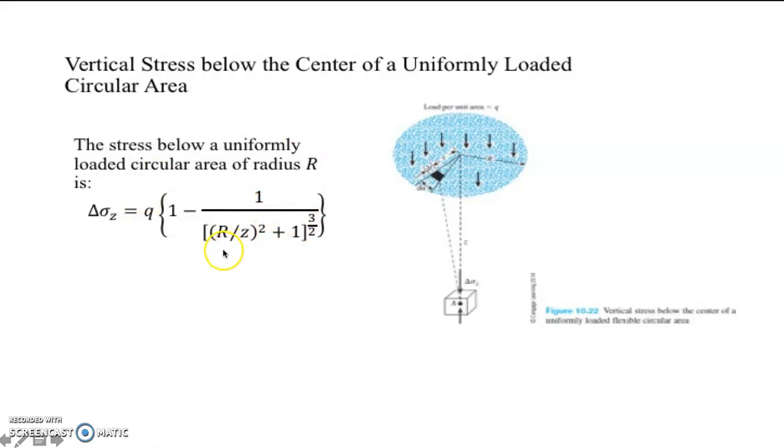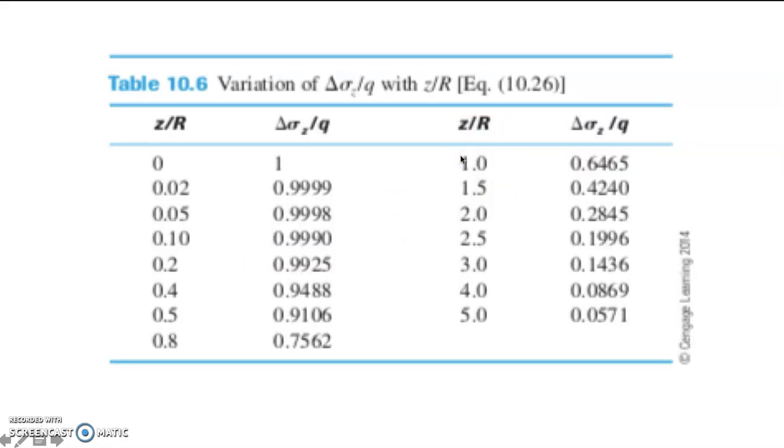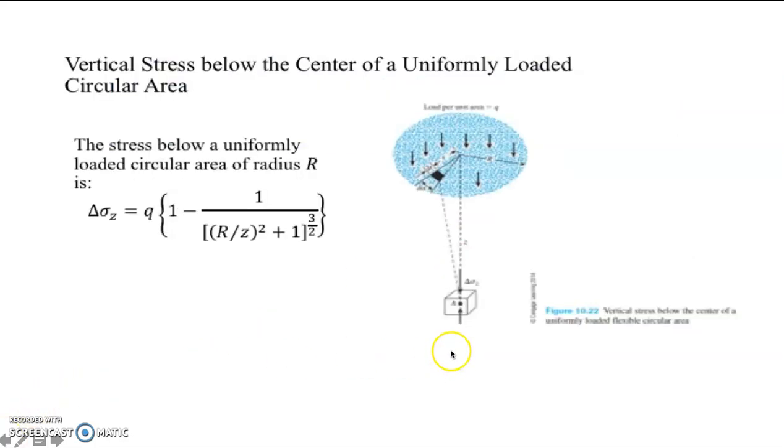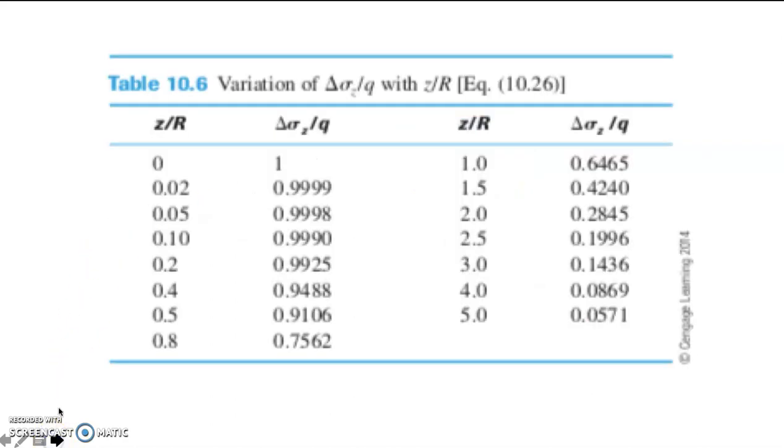You have to get the value for our capital R, which is the radius, over Z, the distance from the center towards our point A where we're going to get our stress, and our q, that is the load acting on a uniformly loaded circular area. So that can get our vertical stress. We have here the variation for delta sigma sub z over q with the value of z over R.